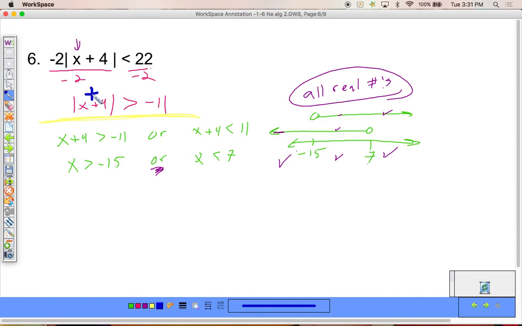So tell me, when is a positive number going to be greater than negative 11? And that's going to be always. No matter what we plug into this, when we take the absolute value of it, it becomes a positive answer. And a positive is always greater than a negative. That's why it's all real numbers.